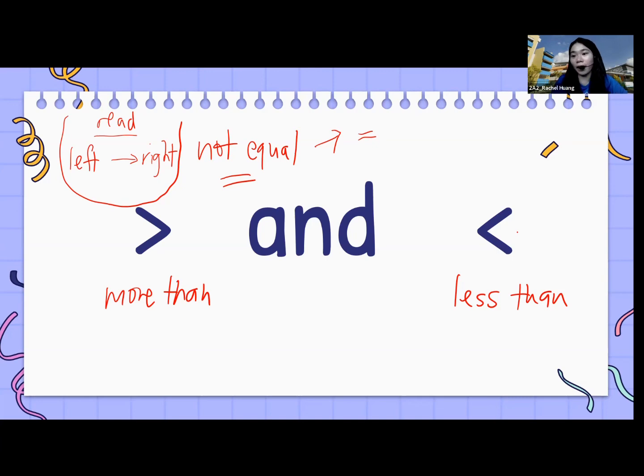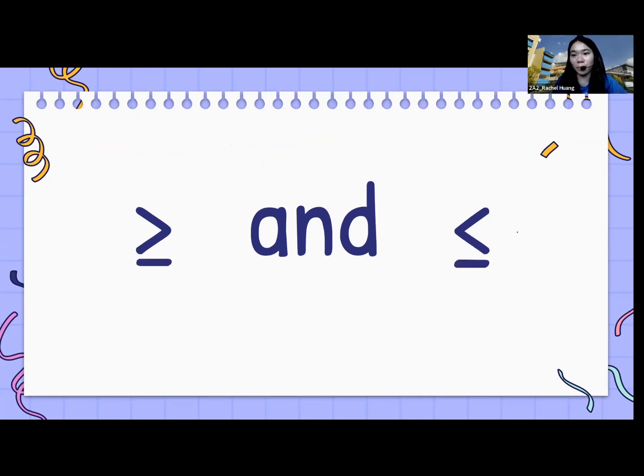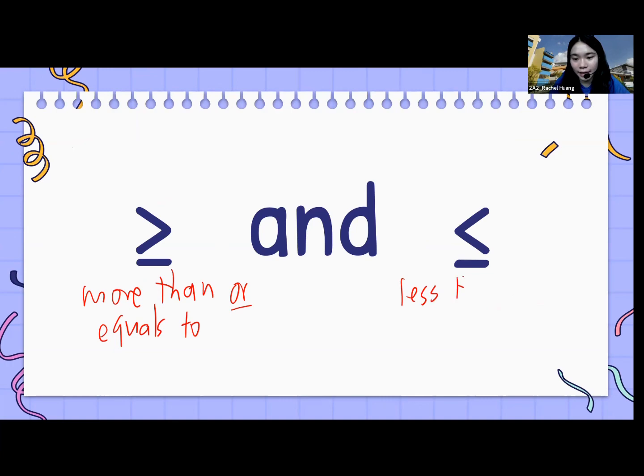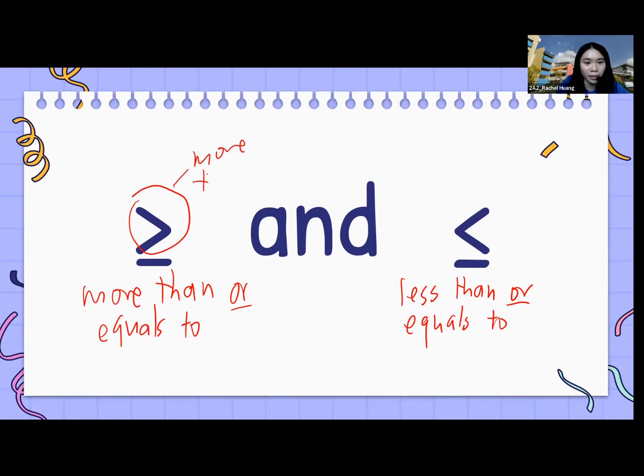Another sign that we will learn in this topic is the equal sign at the bottom of the more than or less than. How do I read this? I will read it as more than or equals to. And for the other sign, it will be less than or equals to. Do you see that the more than sign is here on the top? And then the less than sign is over there.